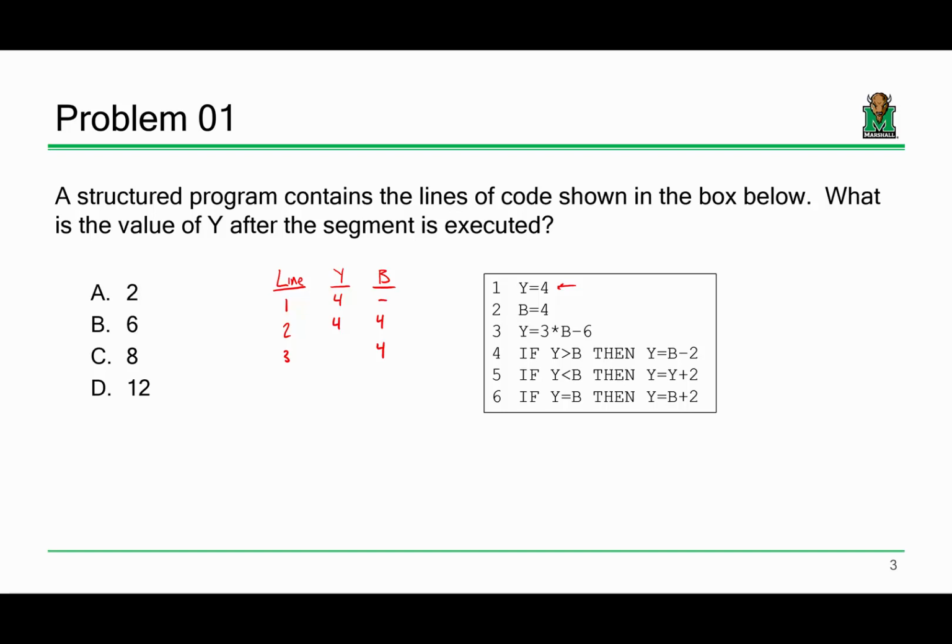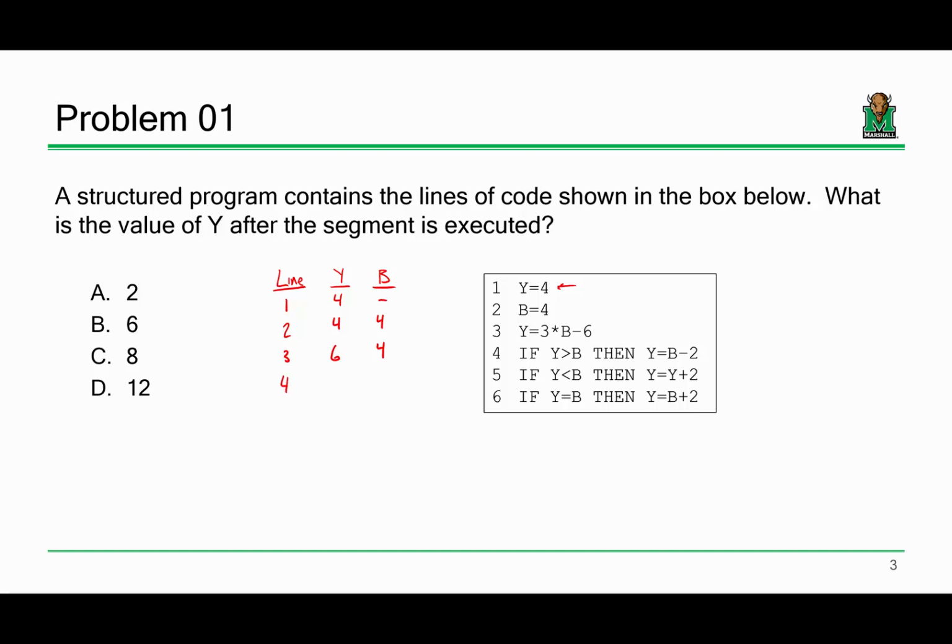What did it do to y? Well, it's saying 3 times b minus 6. What is 3 times b minus 6? Well, 3 times 4 minus 6. 3 times 4 is 12. 12 minus 6 is 6. So now we have a new value of y. Pretty straightforward.